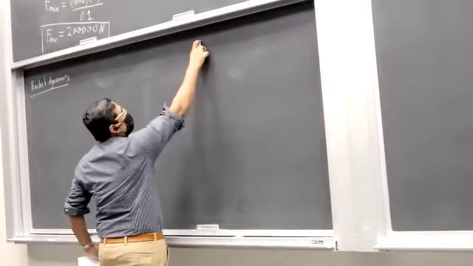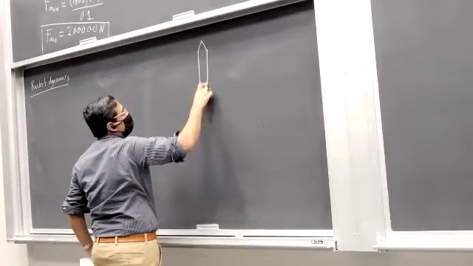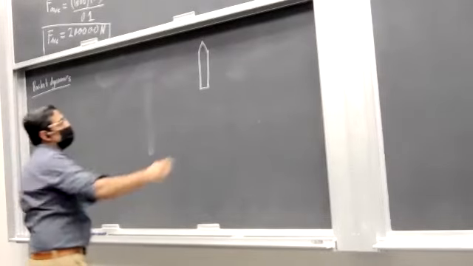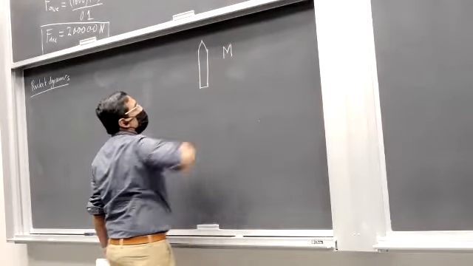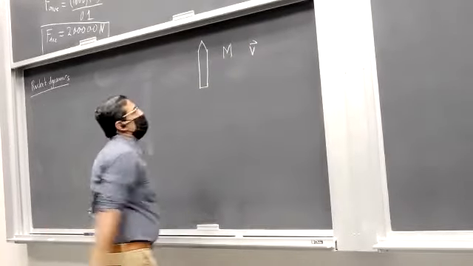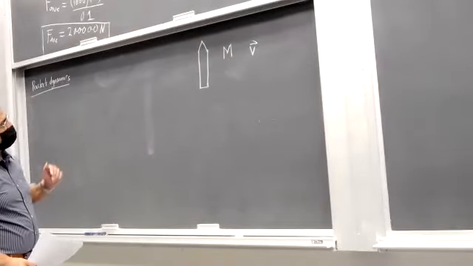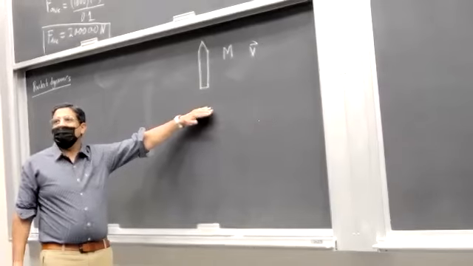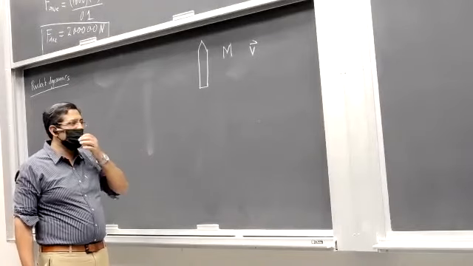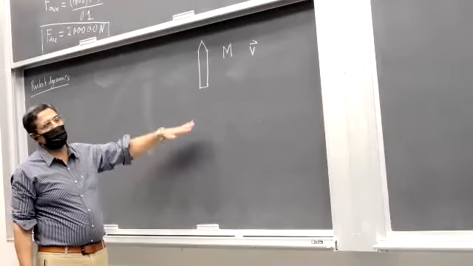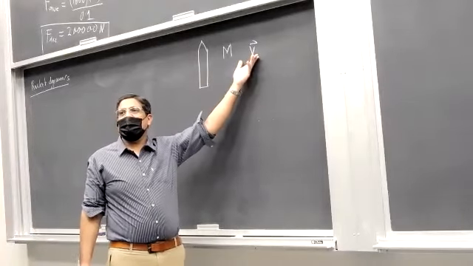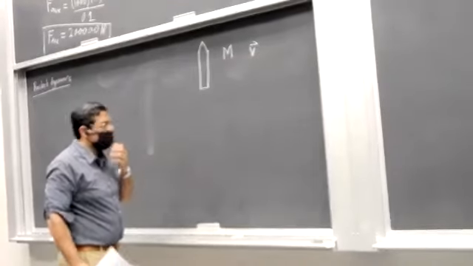Let me just make a vague picture of a rocket. Let's say that its total mass is m, and it is moving with velocity v upwards. The rocket may be accelerating, so we would be defining all the quantities or all the dynamics with respect to an inertial observer, let's say somebody on Earth looking at this rocket. So this is the velocity of the rocket as observed by the observer on Earth, in the inertial frame.